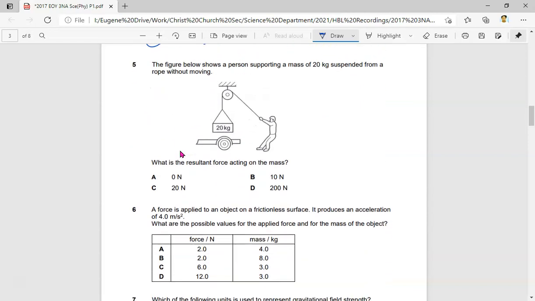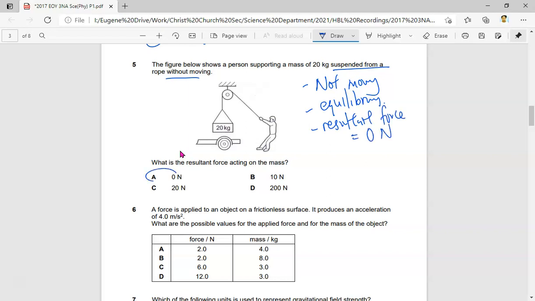Next one, the figure below shows a man supporting a mass of 20 kg suspended from a rope without moving. So it is not moving. So if it's not moving, it means that it's at equilibrium. So if it's at equilibrium, which means that the resultant force is 0.